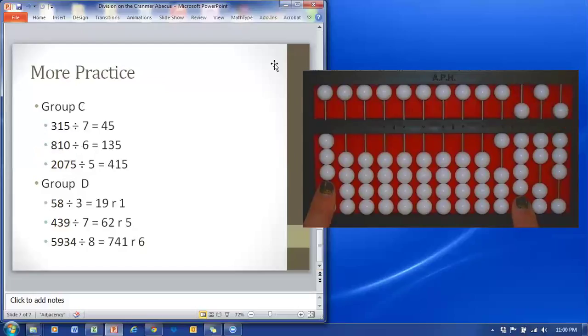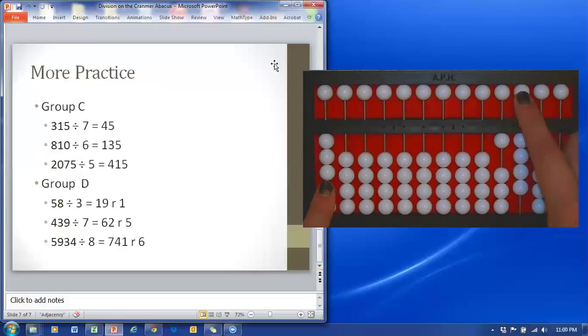3 times 9 is 27. So I'm going to take away the 2, and then in the next column, 5, 6, 7. My answer, remember I've got this empty column between my answer and my remainder, so I have 19, remainder of 1.